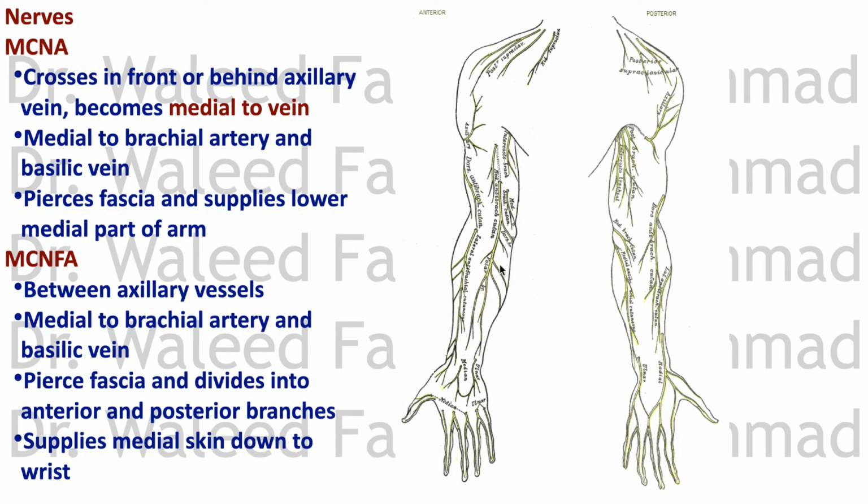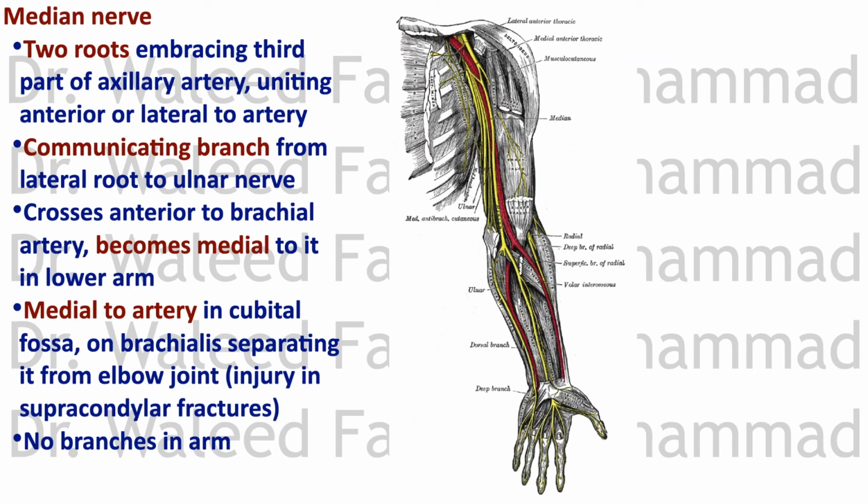Now that you have supplied the medial side of the arm and the medial side of the forearm, remember the upper lateral cutaneous nerve of the arm for the lateral side, and the lower lateral cutaneous nerve of the arm from the radial. The upper lateral was from the axillary, and the lateral cutaneous nerve of the forearm is a continuation of the musculocutaneous nerve.